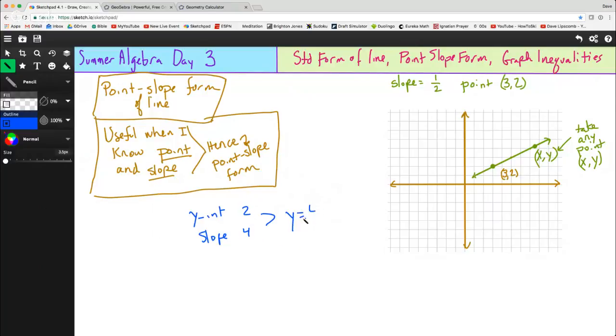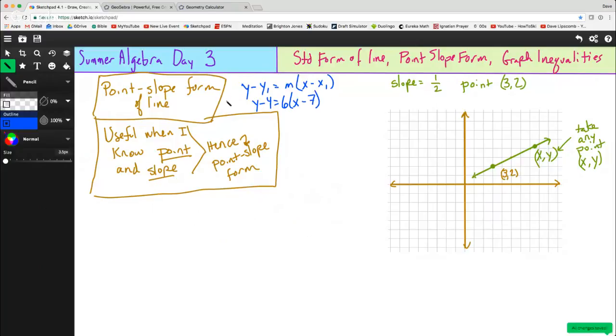But sometimes we get a point that's not a y-intercept, and we have to make an equation out of it. And that's what we're talking about with point-slope form. It looks like this: y minus y1 equals m times x minus x1. An example might be y minus 4 equals 6 times x minus 7. This is an example. Okay, so let's see how we come up with that and why it's true.